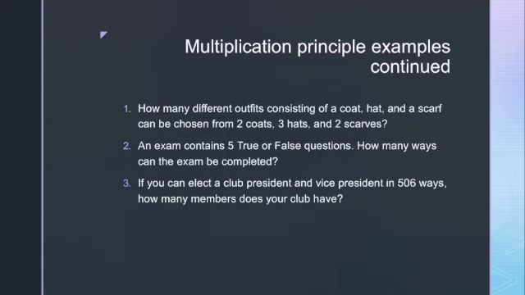An exam consists of true or false questions. How many ways can you complete the exam, right? So I've got 5 questions. My only options are true or false. So I've got 2 choices for my first answer, 2 for my second, right? True or false. 2 for my third, and so on and so forth. So it'd be 2 times 2 times 2 times 2 times 2, which is 2 to the 5th: 2, 4, 8, 16, 32.